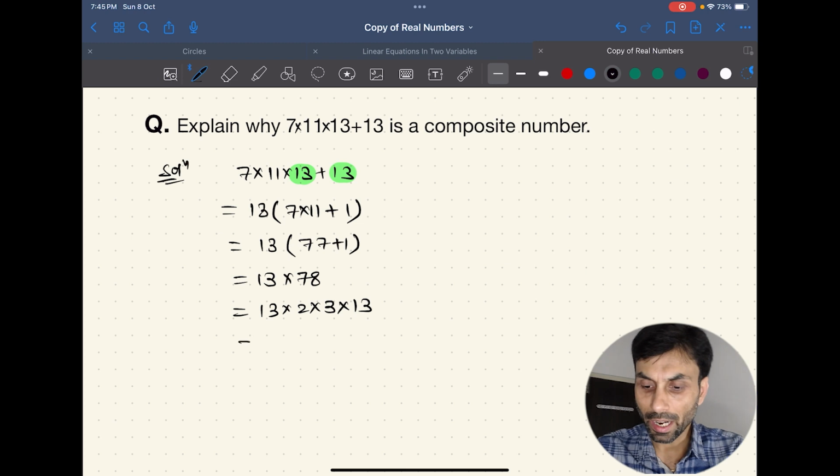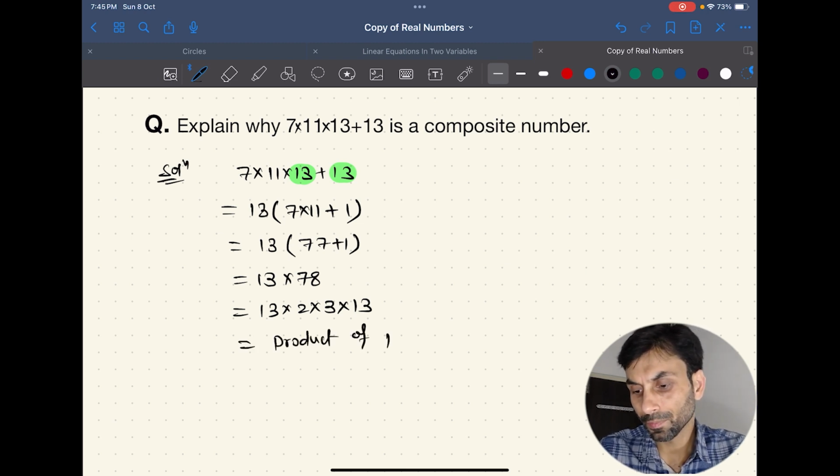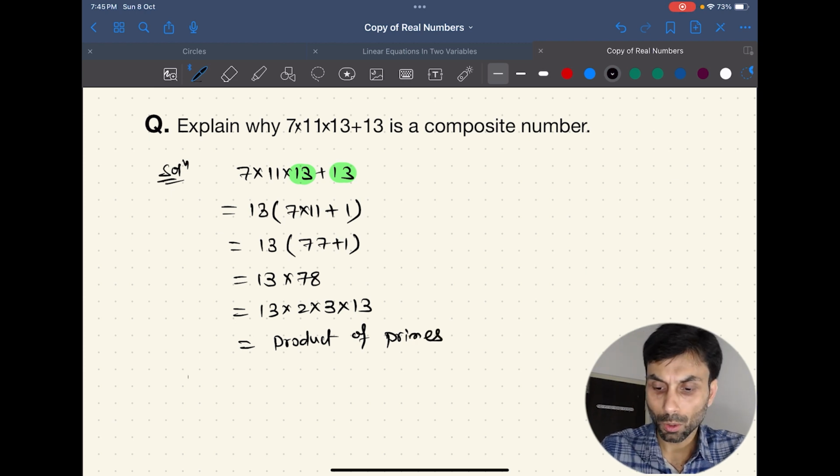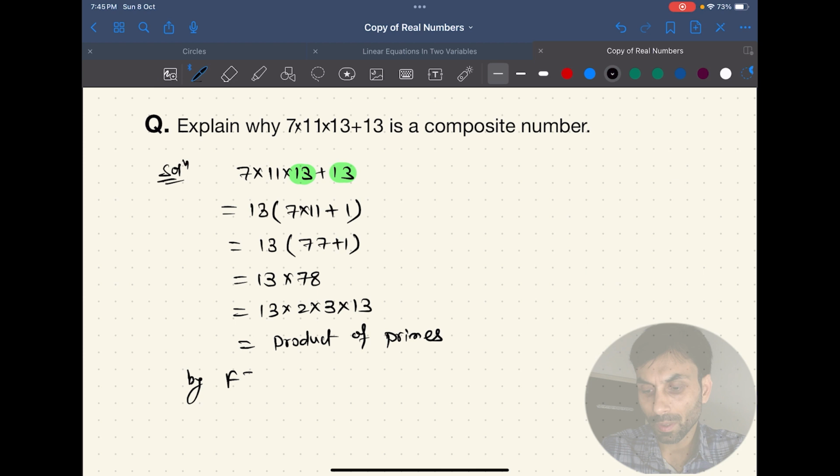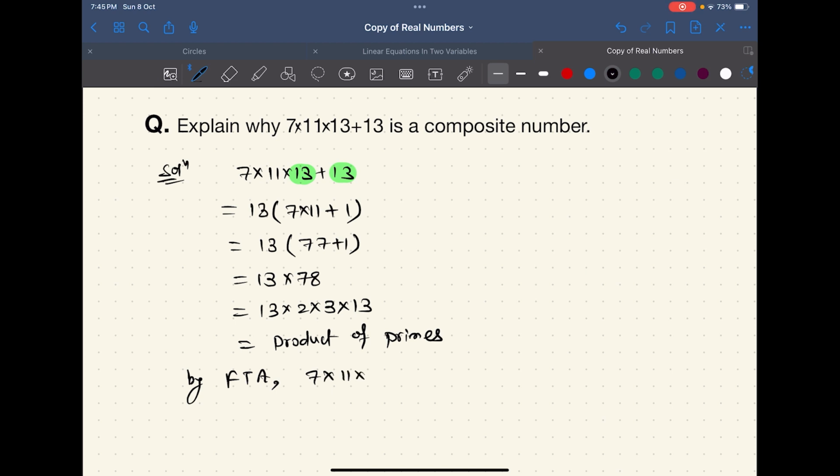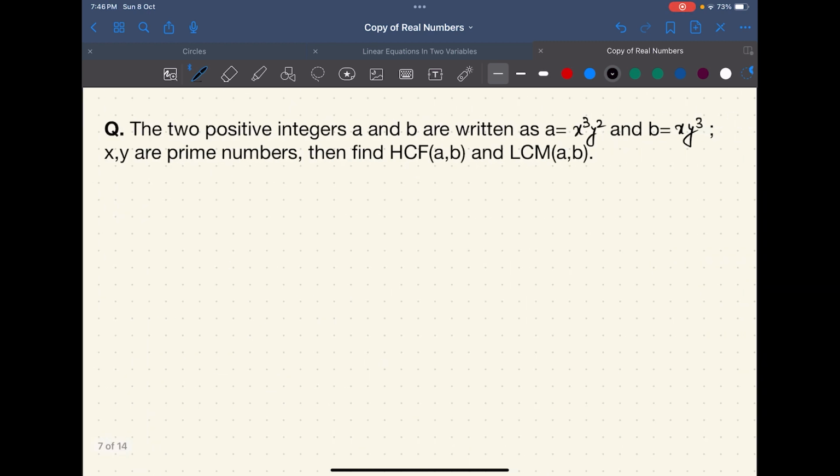So as we can see, it is a product of primes. So by the fundamental theorem of arithmetic, we can say that 7 into 11 into 13 plus 13 is a composite number. So this is how we are going to solve this type of questions.